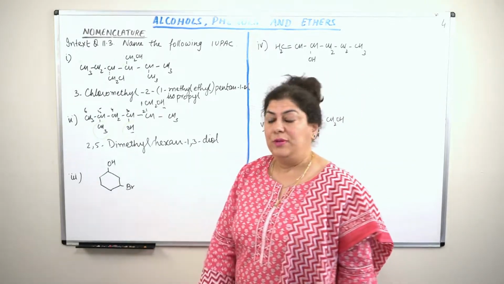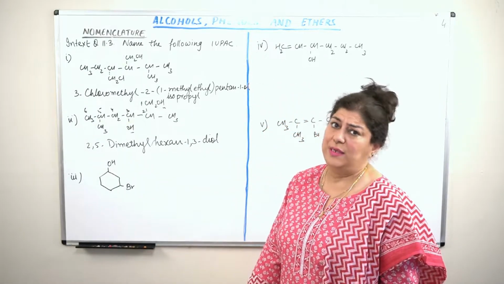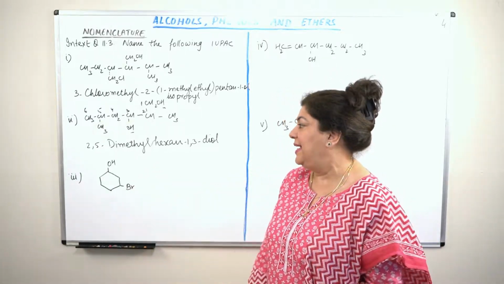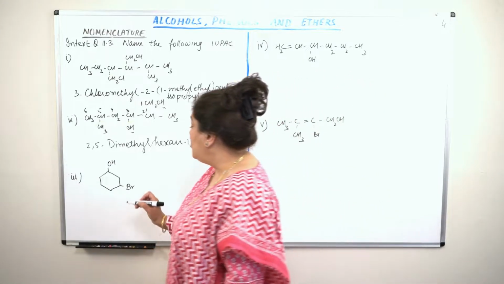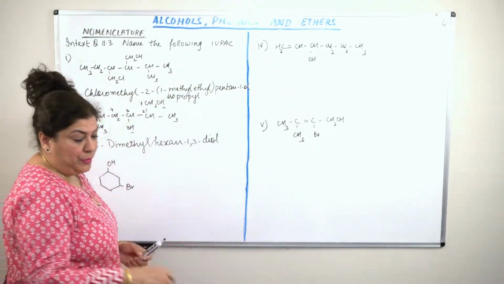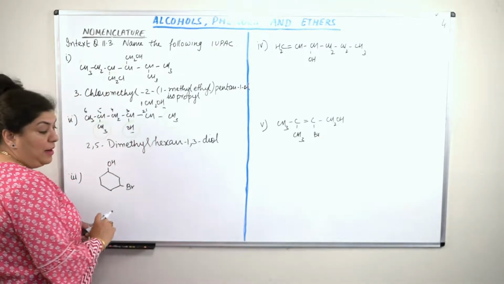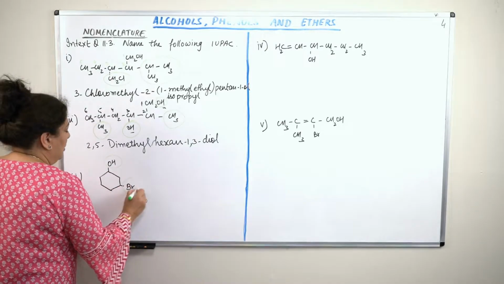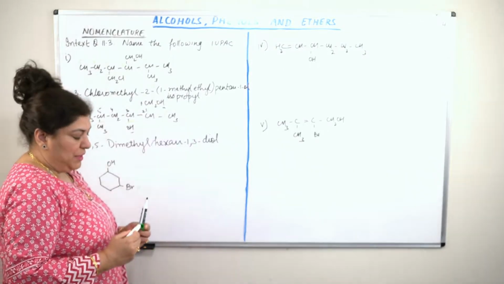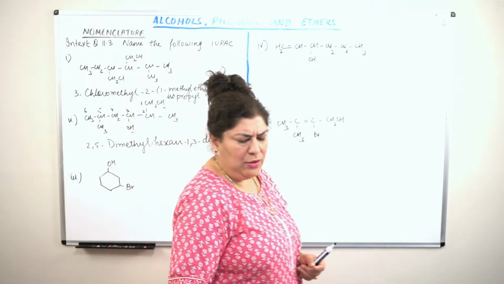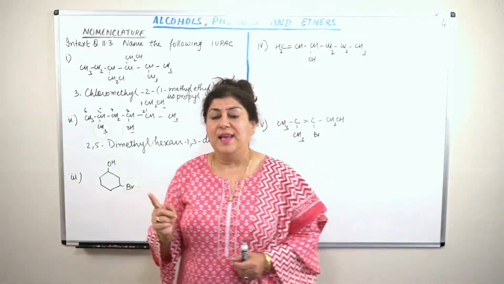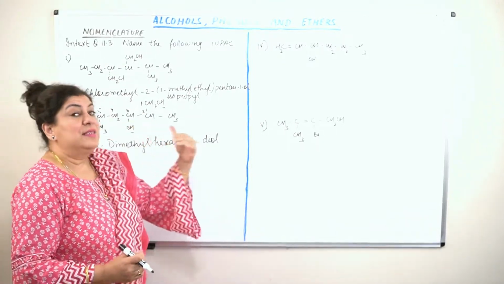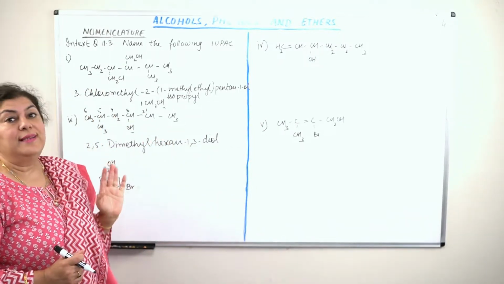Come to the third compound now. It has 6 corners, so it is cyclohexane. It is saturated, no double bond, so cyclohexane is our compound. And it has bromine and alcoholic group. Do you see? The 2 branches it has are bromine and the alcoholic group. Bromine is always treated as a substituent. All halogens are always written as prefixes and they are substituents. So the functional group, which is written as a suffix, is -ol, that is alcohol.